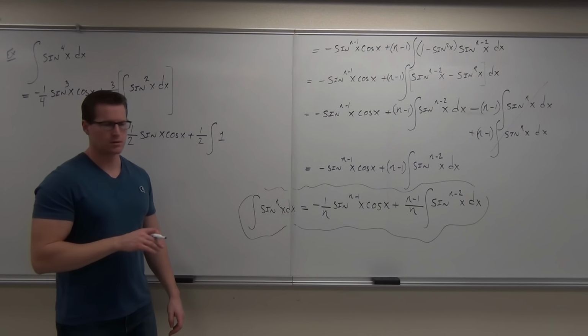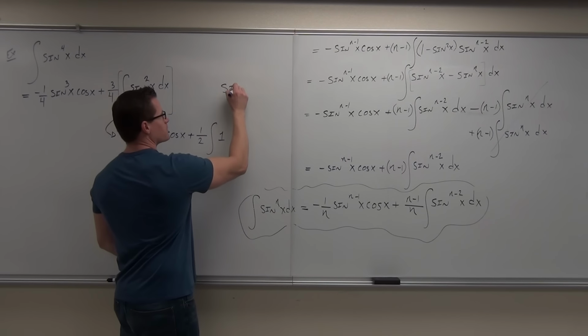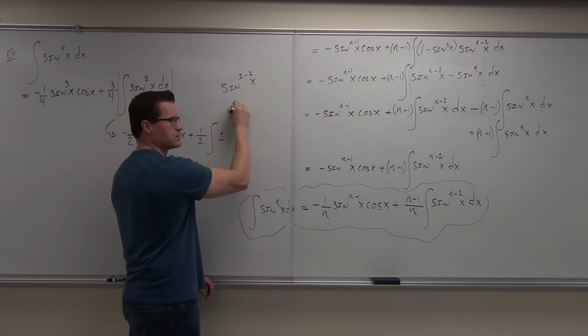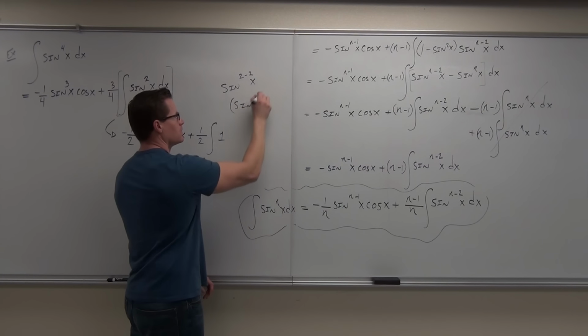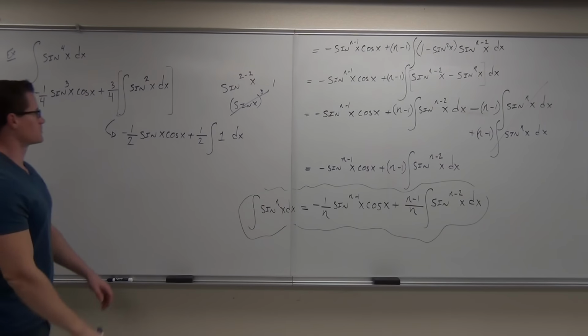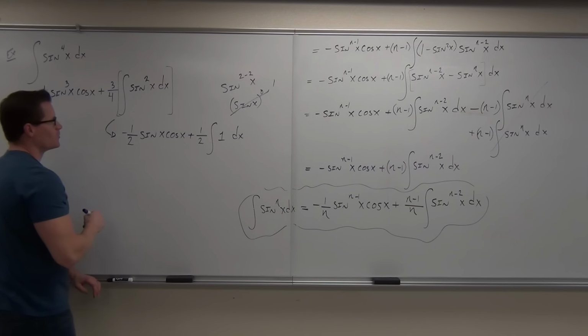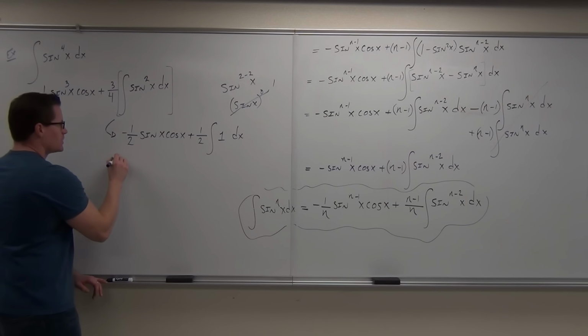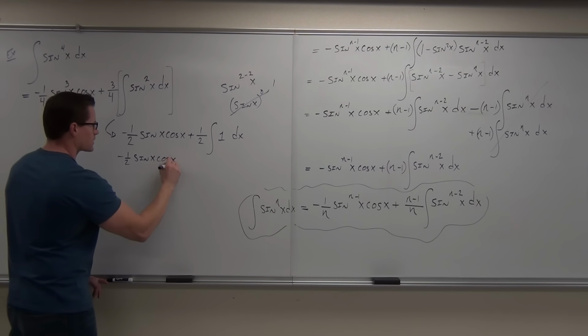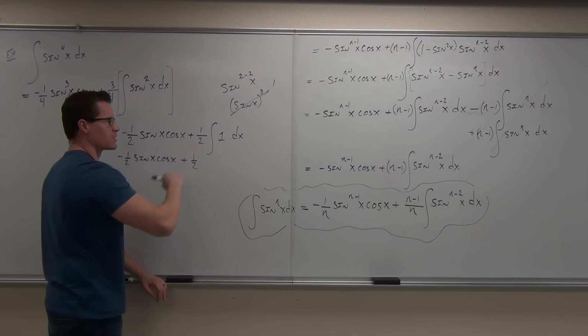Yes, no. Yes. Some of you it doesn't make sense, I can tell in your eyes. 2 minus 2? Anything to the 0 power? 1. dx. You don't even really need the 1 there, but we can have it. So this would become negative 1/2 sine x cosine x plus 1/2. Hey, what's the integral of 1?